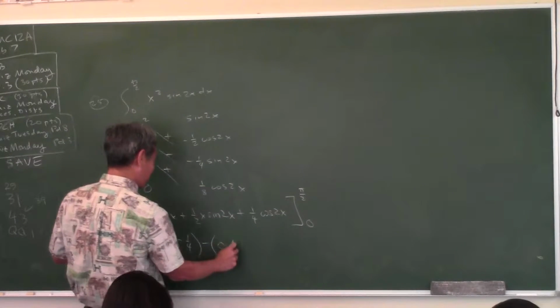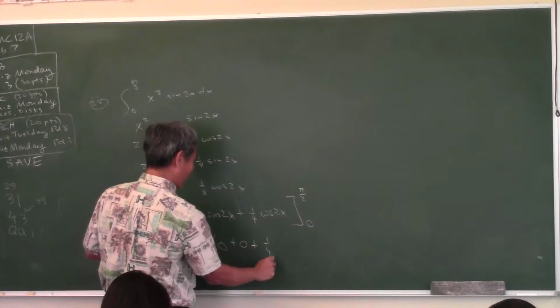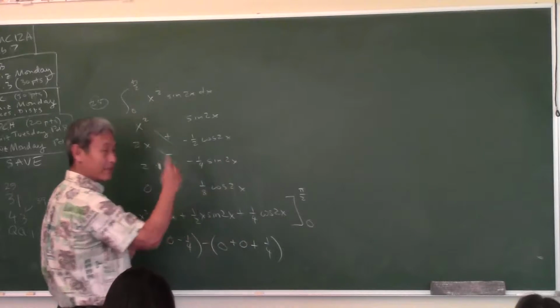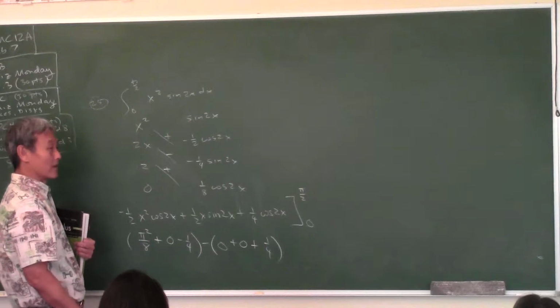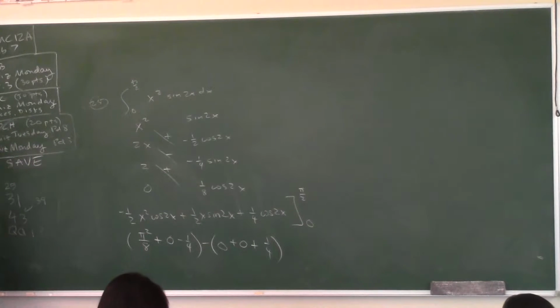Minus, plug in 0 here, you get 0. Plug in 0 here, you get 0. Plug in 0 here, cosine of 0 is 1, so you get 1/4. You know what a common mistake is? A lot of people think if you plug in 0, you're going to get 0. No, not all the time, because cosine of 0 is 1. So don't just assume that if the limit is 0, you plug it in, you get 0.